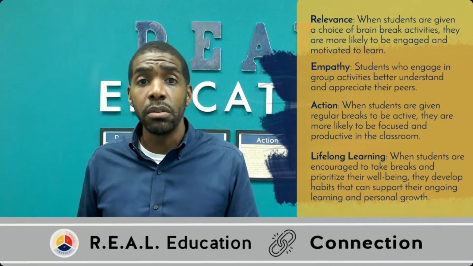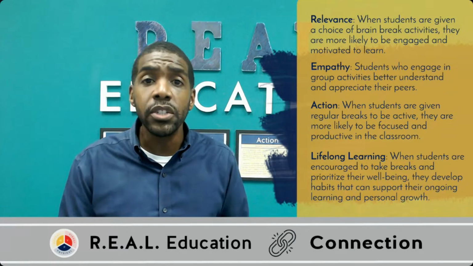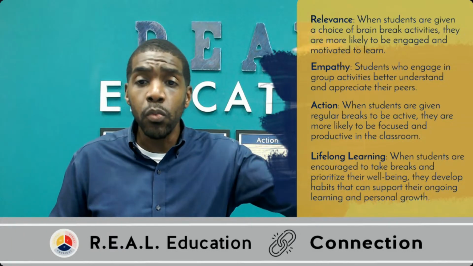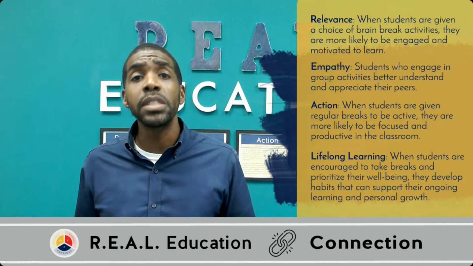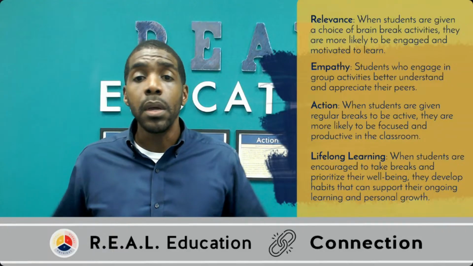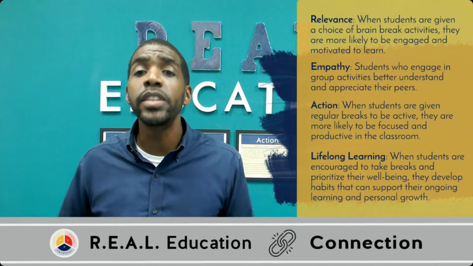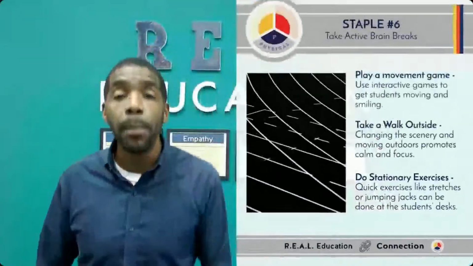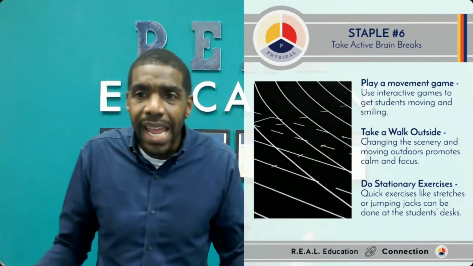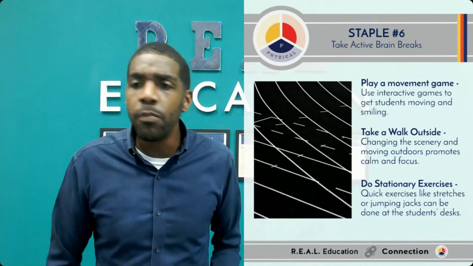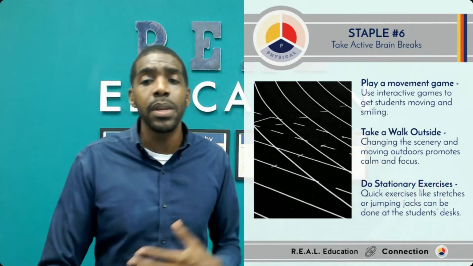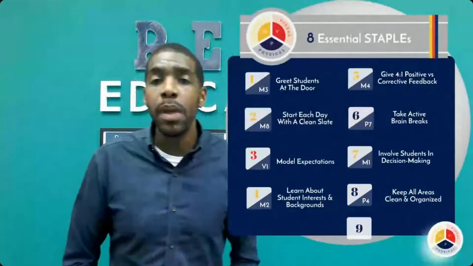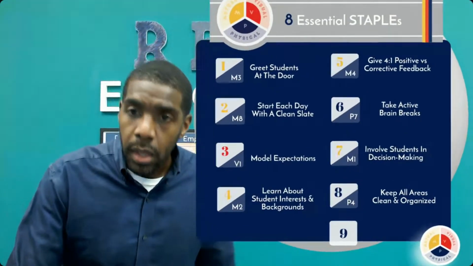Everything we do in life is teaching, right? When we don't get it right, we have to teach. When kids fail in reading, we teach them how to read. When children fail in science, we teach them how to do science. But sometimes when students fail at meeting expectations in behavior, we think that's a foreign object. We're going to teach everything that we do in order for them to be successful. So taking active brain breaks is totally important. Play a movement game, take a walk outside if you can. If not, the very least you can do is some stationary exercises.